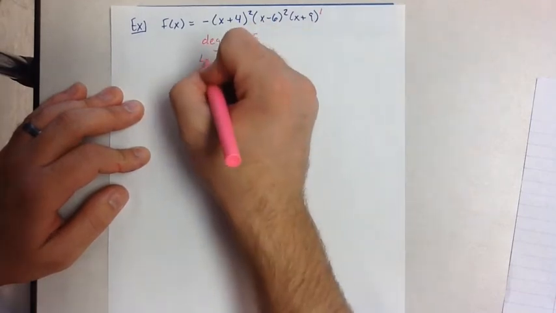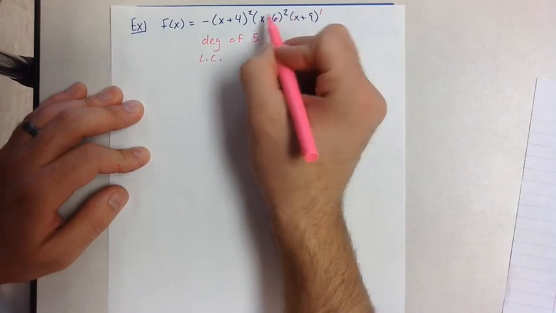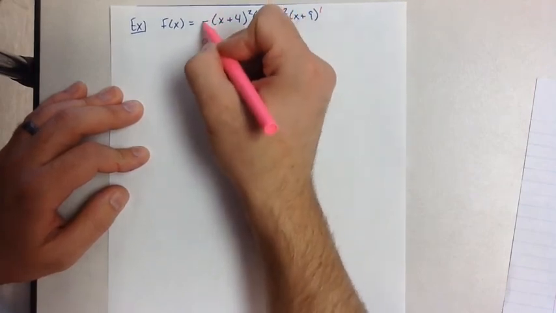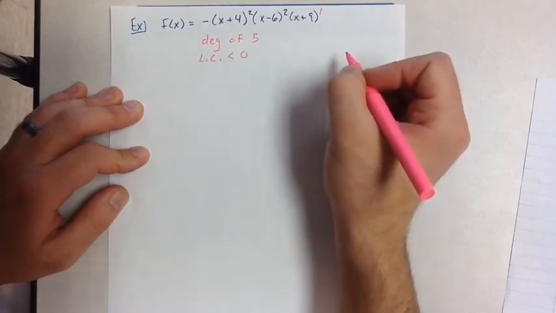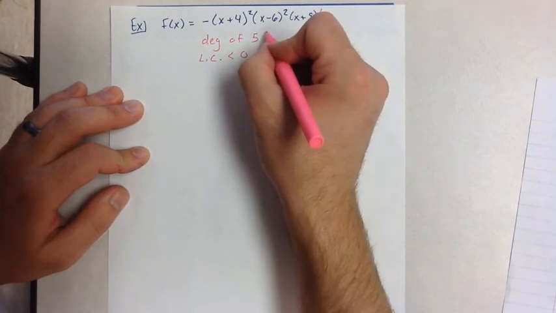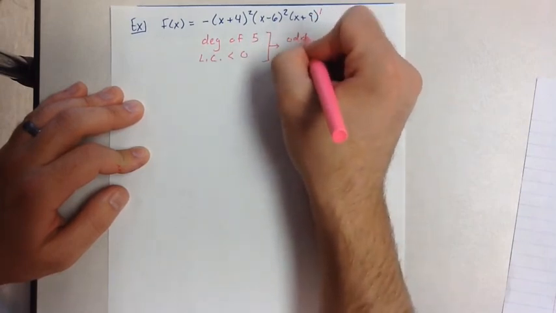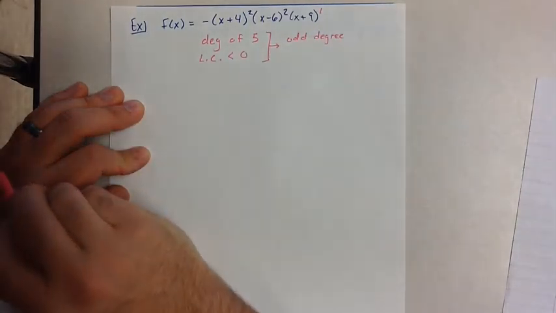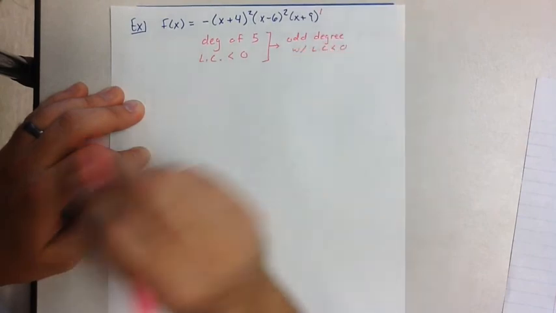So then we think about the leading coefficient. Is it positive or negative? Well, we look. 1, 1, 1. So our leading coefficient is going to be less than 0. The purpose of this was to say that we have an odd degree. So this was step 3 in the previous example. So we have an odd degree with a leading coefficient less than 0.